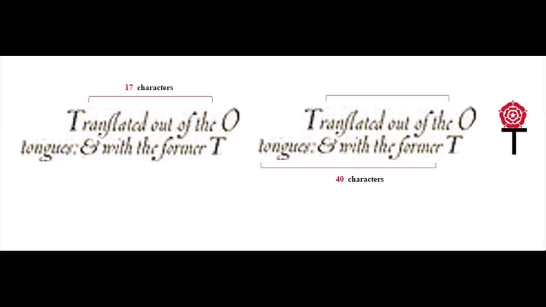Remember, the two T's begin the words translated and translations. The first thing people see is the frontispiece, and it's telling us that the King James Bible was translated by 1740, Edward de Vere and the Rosy Cross.